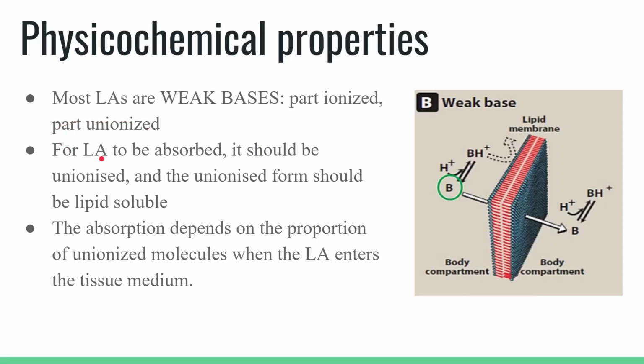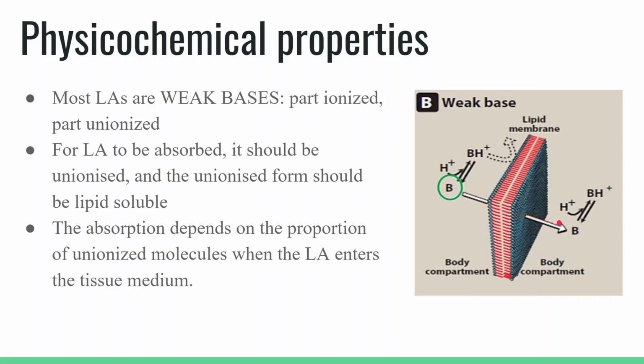For the local anesthetic to be absorbed, it should be in the unionized form, and the unionized form should be lipid soluble. This is very important because if you're administering a local anesthetic into a tissue medium that contains neurons, you want this local anesthetic to enter the neurons. Right? Look at this figure over here. This is the lipid membrane of the neuron. This is the tissue medium on the outside, and this is the cytoplasm of the neuron. Okay? If you want the local anesthetic to work, you have to make the local anesthetic cross the membrane.